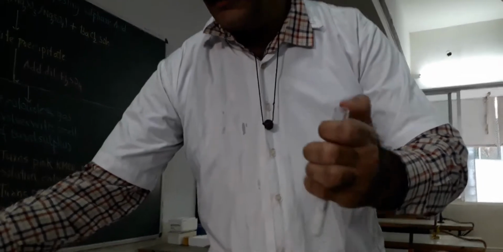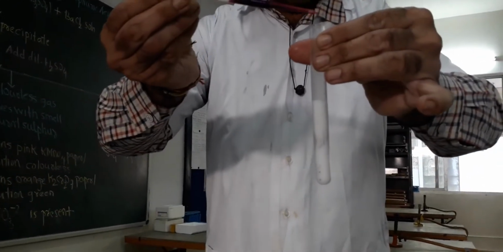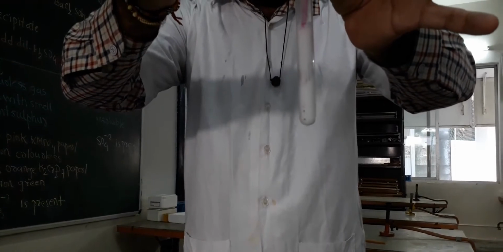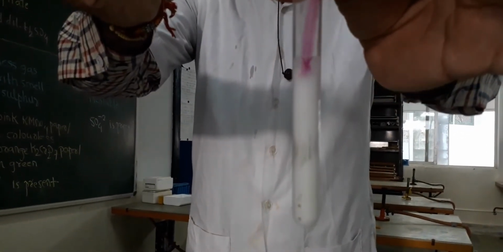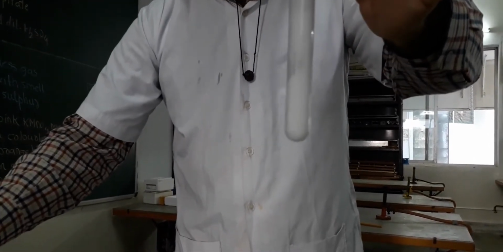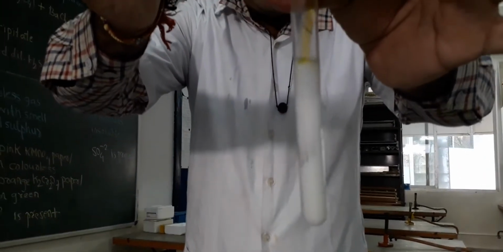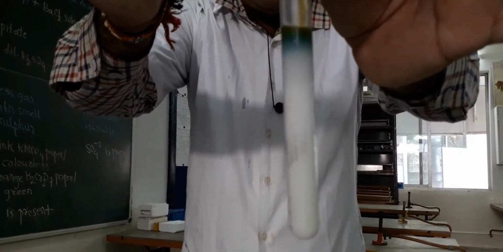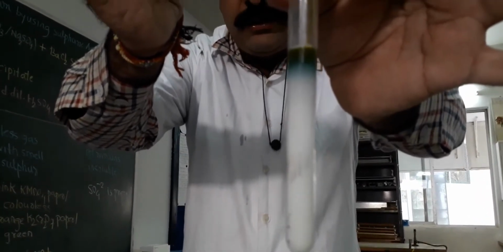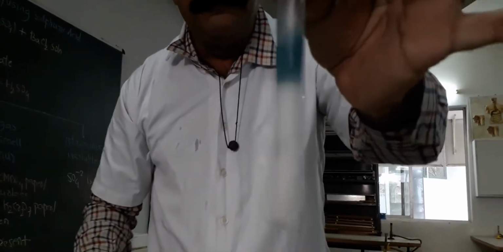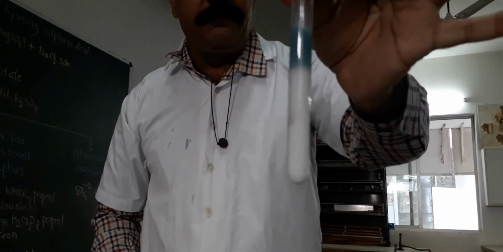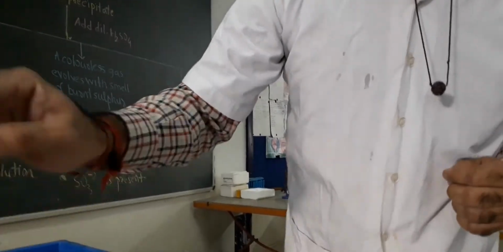Now just look here. I am adding a pink color KMnO4. See, it turns colorless. You observe the solution turning colorless. Now let me add to the same solution orange color K2Cr2O7. Look here. This turns green. Can you see the green coloration? The orange color I am putting from the top, when it comes in contact with sulfur dioxide, turns into green color. So you can see this green coloration indicates the presence of sulfide radical.